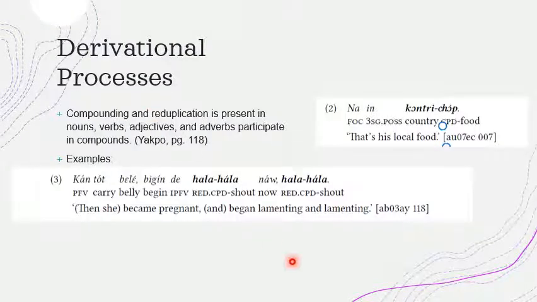And then this is what I found the most important of the derivational processes of Peaky. So compounding and reduplication is present within nouns, verbs, and adjectives. And I posted some examples of how this might be used. So you can see here hala hala, and hala hala, that would be reduplication and compounding. And then over here as a noun, you can see that country chop is how that would be pronounced, is local food, and that's compounded.